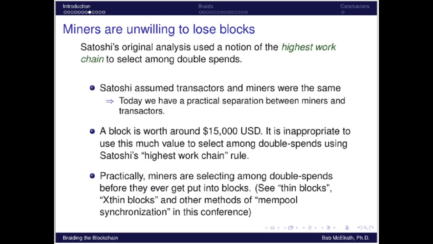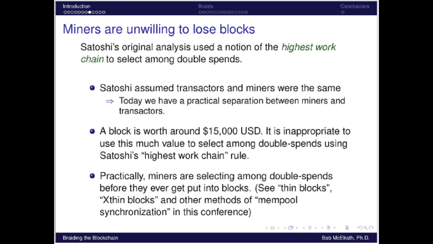So the second big problem that I see here is that miners are unwilling to lose blocks. A block costs a lot of money to create, about $15,000. Satoshi, when he originally wrote his paper, assumed that transactions and miners were essentially going to be the same people. You'd run the Bitcoin node on your computer and mine as well as make transactions. That's not the way things have played out.